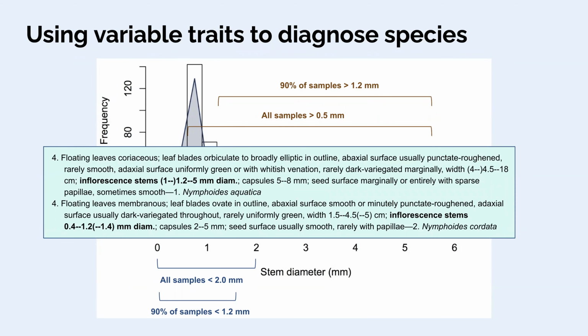So just a little highlight here. This is how these measurements turned out into the key. I've got the parts highlighted where these inflorescence stems are the measurement. So we've got these 1.2 to 5 millimeters, 0.4 to 1.2 millimeters. So kind of conveying that there's some confidence in having that 1.2 millimeter cutoff, but also this range that extends it to a bigger area in the blue species and smaller measurements in the brown species.